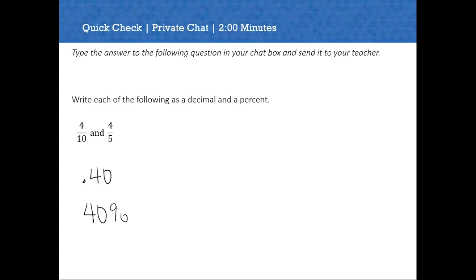So that's 4/10. For 4/5, again, you may already know what that percentage is, or you can put it into your calculator. And if you put it in your calculator, you will find that 4 divided by 5 is 0.8. So I'm going to write it as 0.80 just because I know we're also going to be converting this to a percent. So the decimal is 0.80. And when we convert this, we move this decimal over 2 times, and that is how we get the percentage of 80%.